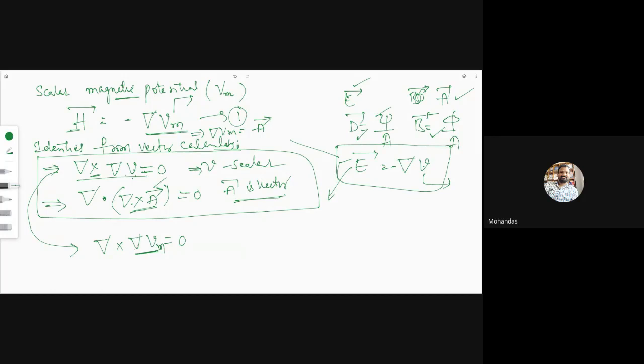So here, from equation 1, what am I writing? Del cross, in place of del Vm, I am writing H, which is equal to 0. As it is equal to 0, then I can write del cross H equal to 0. Is it true? From Maxwell's third equation.